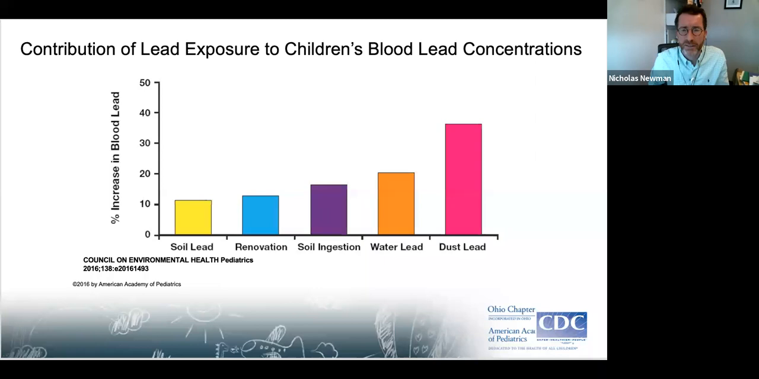But of the sources we have to worry about, basically water lead and dust lead are the two biggest ones. Next slide, please.